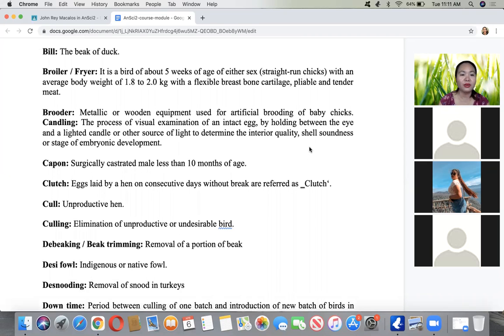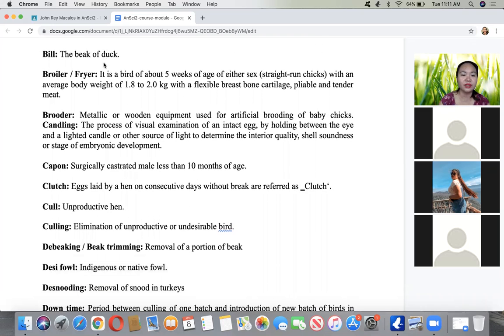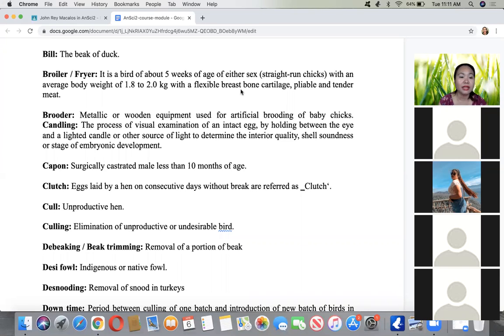So, again, we are now on the definitions of the different terms. The bill or the beak of the duck. Sometimes we just call it the beak of the chicken, but for duck specifically it is called the bill. And we call them broiler or fryer if it's about 5 weeks of age, any sex, with an average body weight of 1.8 to 2 kilograms, with flexible breast bone cartilage, pliable and tender meat. So broiler ang tawag natin pag pang meat siya na type na chicken.